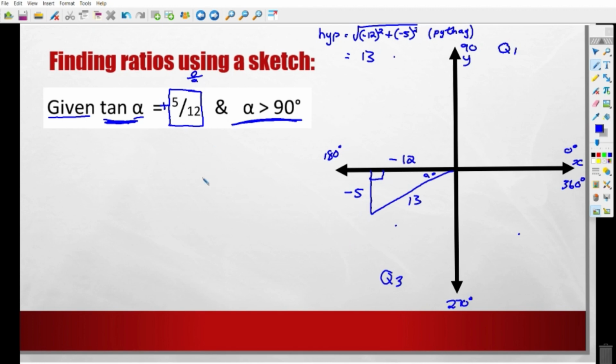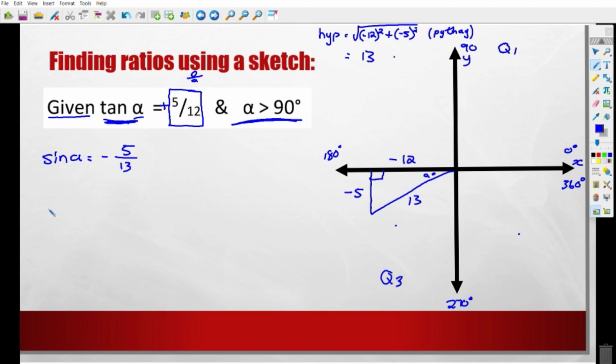Now I can ask you anything, because I have a triangle and I have all my sides, and I know what angle A is and where angle A is. So if I say go find sine of A for me, I go to my triangle. I know that sine is opposite over hypotenuse, which is negative 5 over 13. And that's as easy as that.